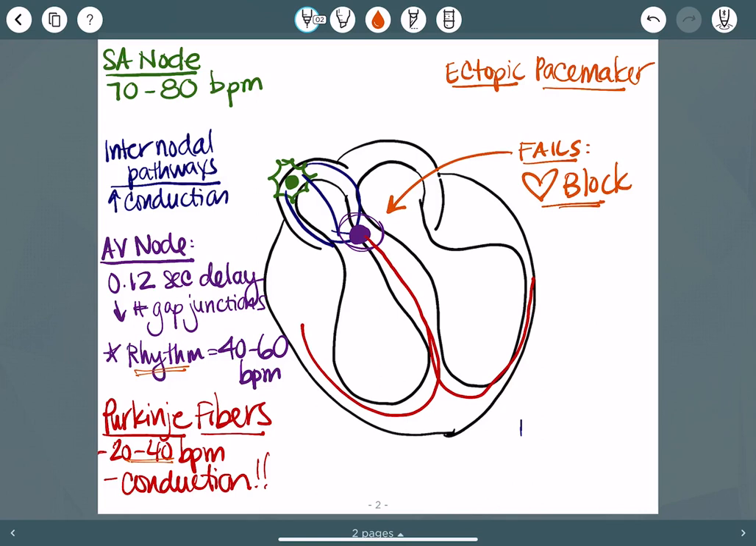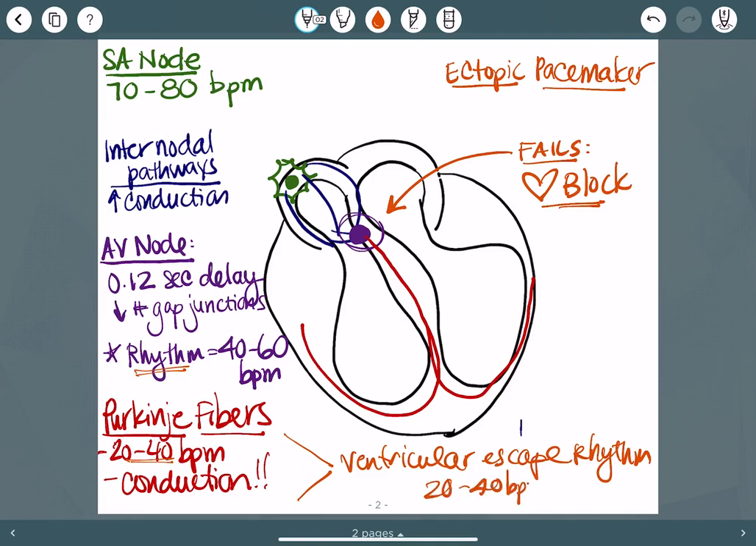That's a heart block. And then one of the more common phenomena that can happen is what's called a ventricular escape rhythm. A ventricular escape rhythm is when the rhythm is actually coming from the cells within the ventricle, largely driven by those cells within the Purkinje fibers. And you can see this really low 20 to 40 beats per minute is a classic finding of the ventricular escape rhythm.